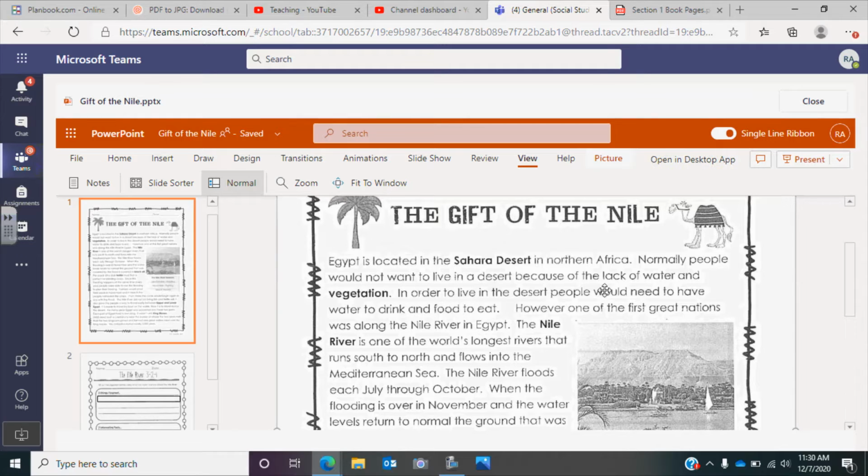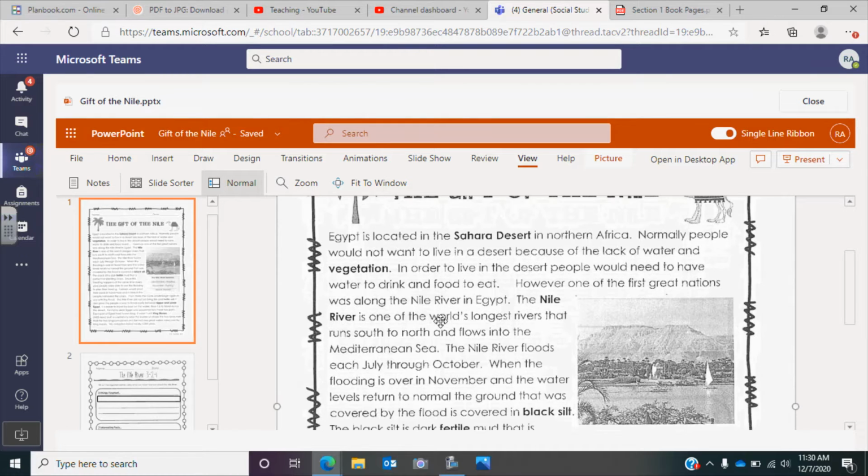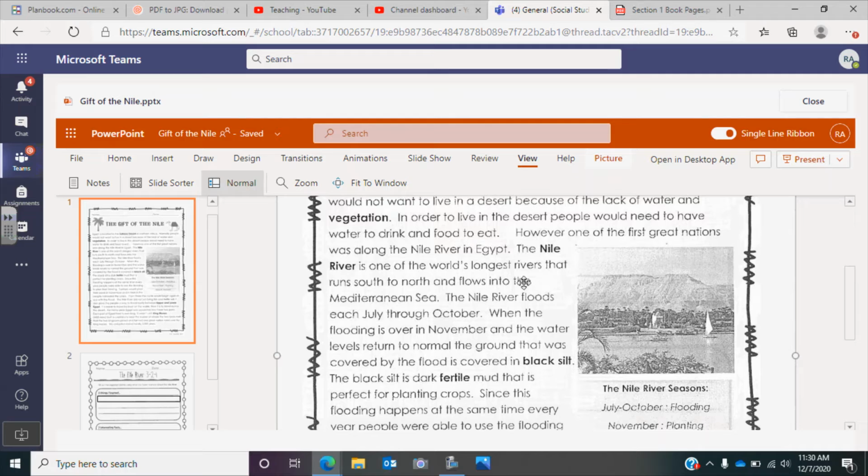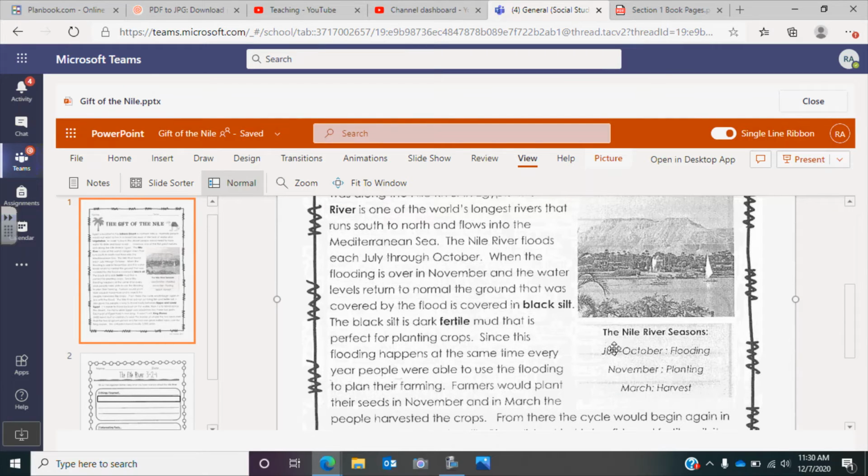However, one of the first great nations was along the Nile River in Egypt. The Nile River is one of the longest rivers that runs south to north and flows into the Mediterranean Sea. The Nile River floods each July through October. So you can see here at the caption, it talks about July to October, the Nile River floods. When the flooding is over in November and the water levels return to normal, the ground that was covered by the flood is covered in black silt.